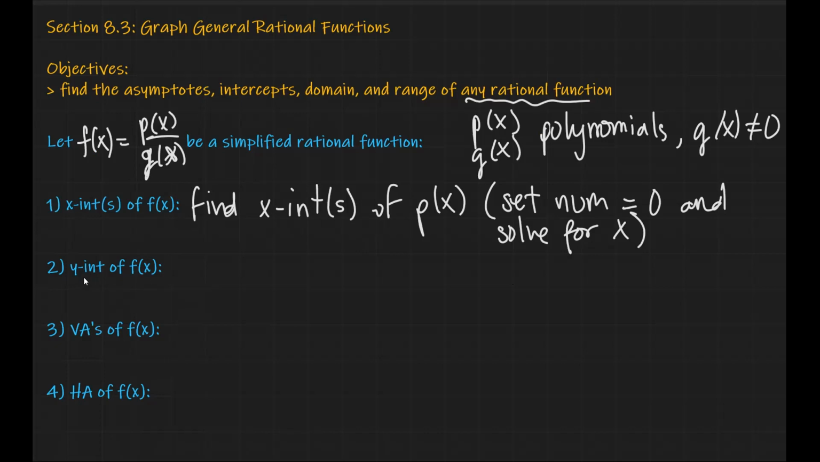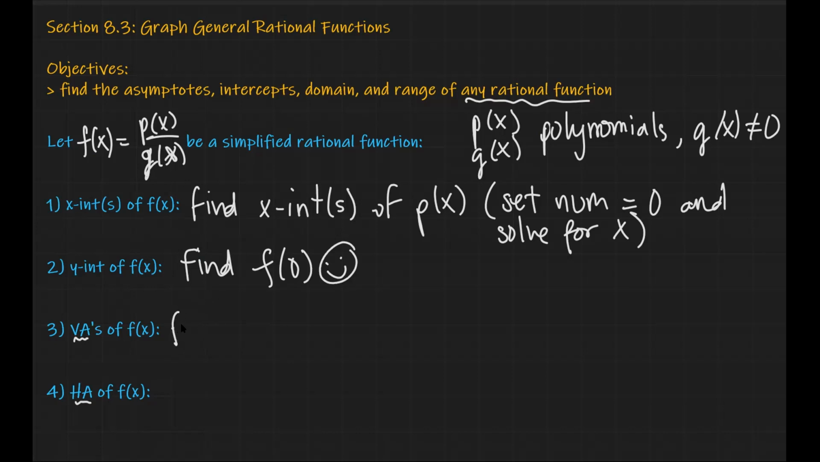Y-intercept of f of x, you know how to find that. It's find f of 0. You're going to be y-intercept experts by the time you leave my class. All right, now let's talk about the vertical asymptotes. This is how I'll abbreviate vertical asymptotes, and this is how I'll abbreviate horizontal asymptotes. The vertical asymptotes of f of x, how do we find that? Well, the vertical asymptotes happen where we get division by 0, so we want to figure out when q of x is equal to 0.